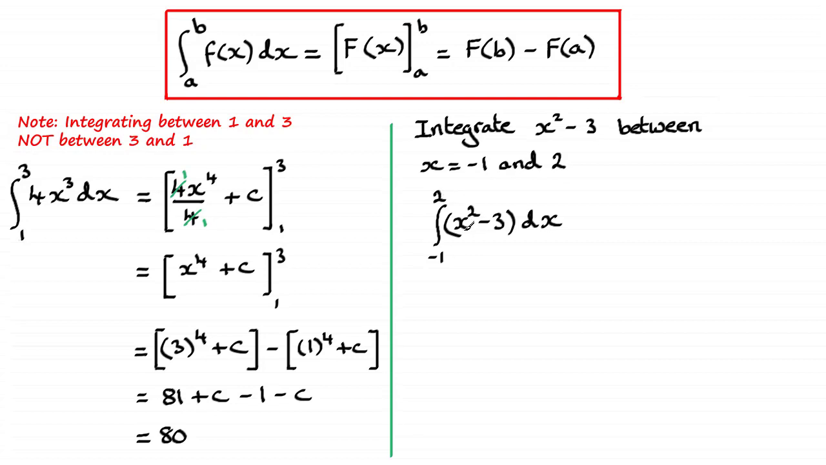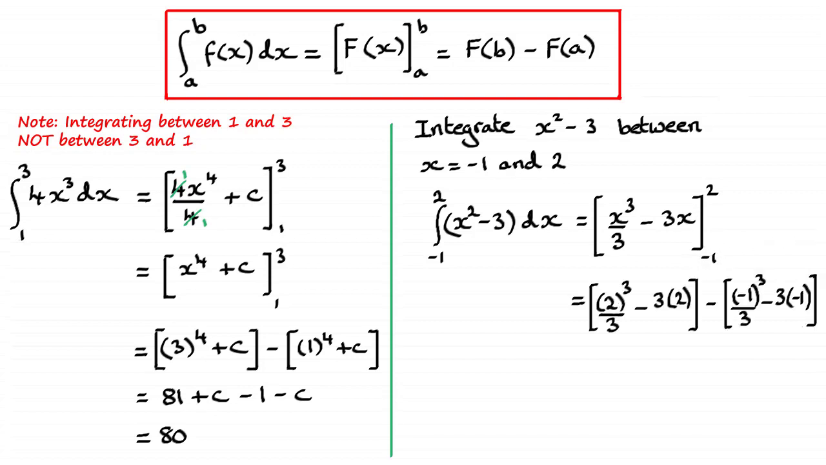So just integrate the x squared, that's going to be x to the power 3 over 3. Integrate the minus 3 and you're going to get minus 3x. Remember, we can ignore the constant of integration plus c. So we've got this result. Substitute 2 in first of all and subtract what we get when we put minus 1 through. So we sub in those limits and get that result there.